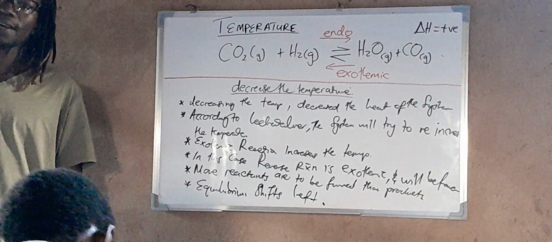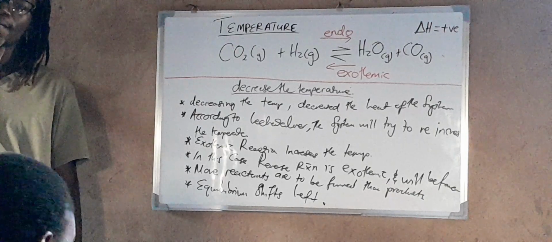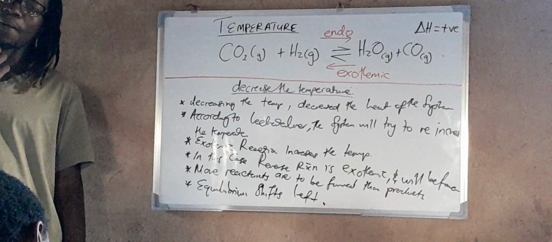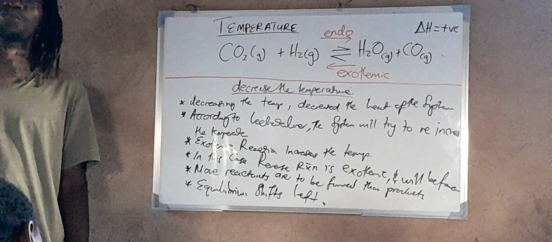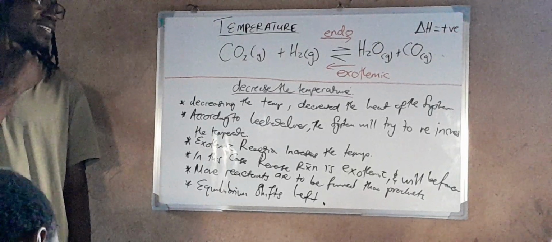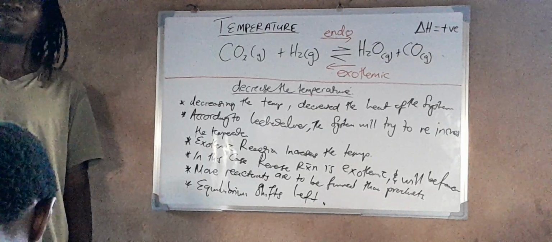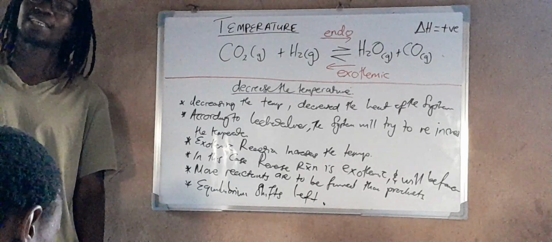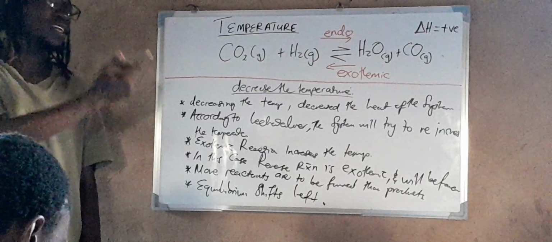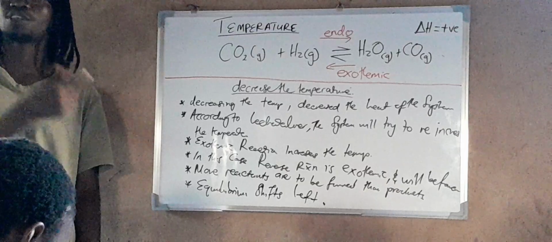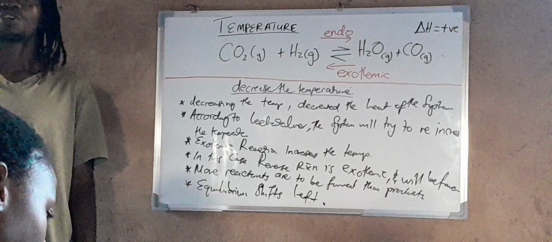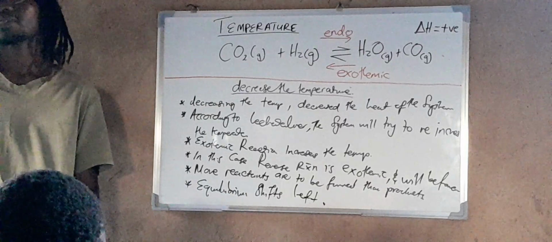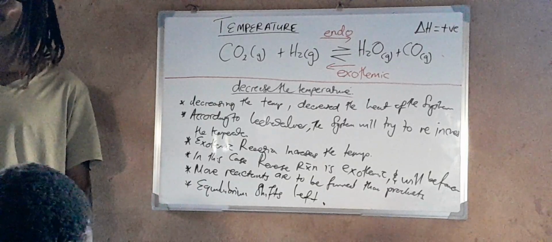According to Le Chatelier, the system will try to reduce the effect. The effect that was done is decreasing the temperature, so reducing the effect is to increase the temperature. An exothermic reaction is the one that increases the temperature. In this case, the reverse reaction is exothermic, so it will be favored. More reactants are going to be formed than products. So our equilibrium shifts where?